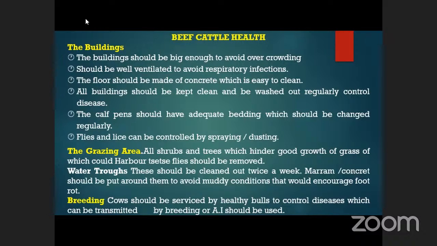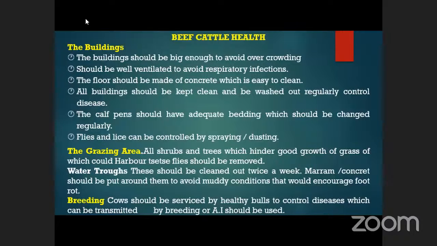Look at a scenario whereby you're spending like 500,000 every month to treat an animal. At the end of the day, you sell the animal only 800,000. That is a very big loss. So to avoid that, you have to be able to practice good sanitation.